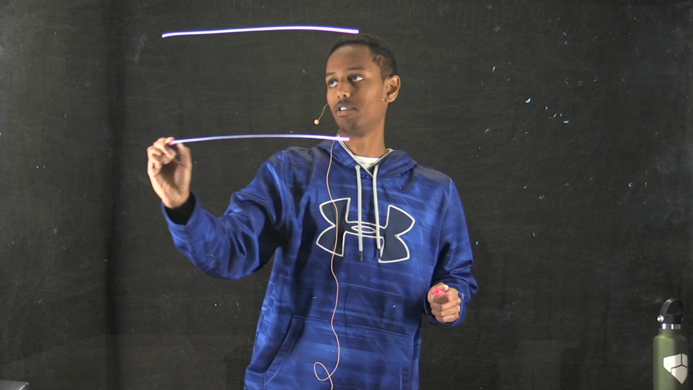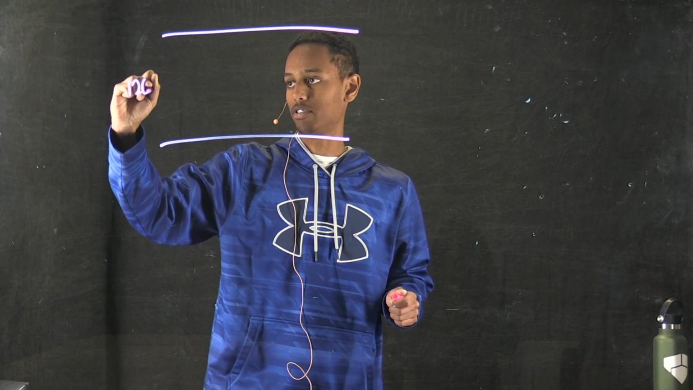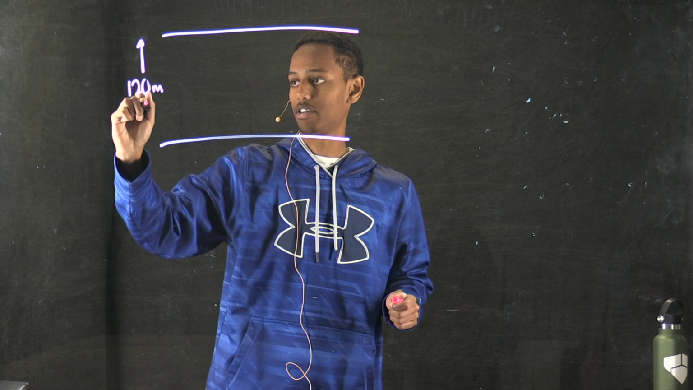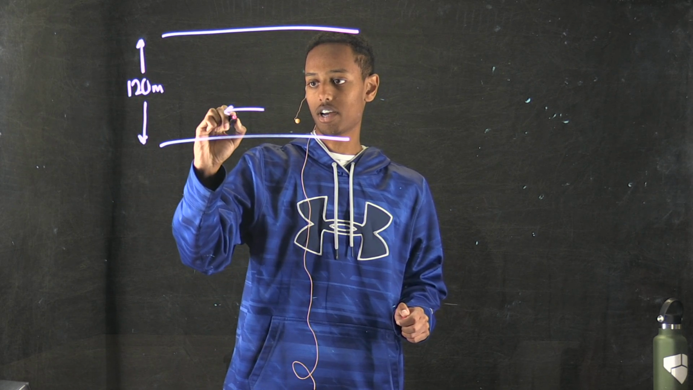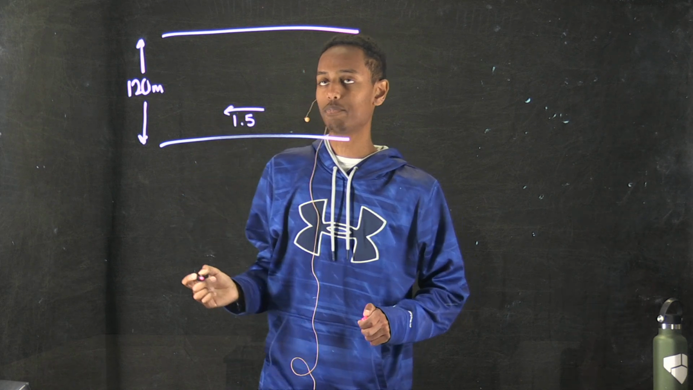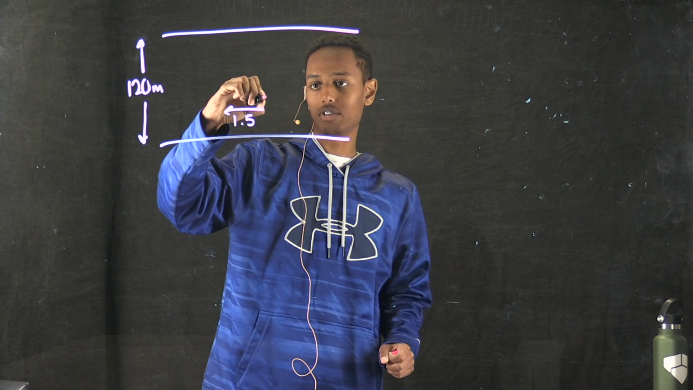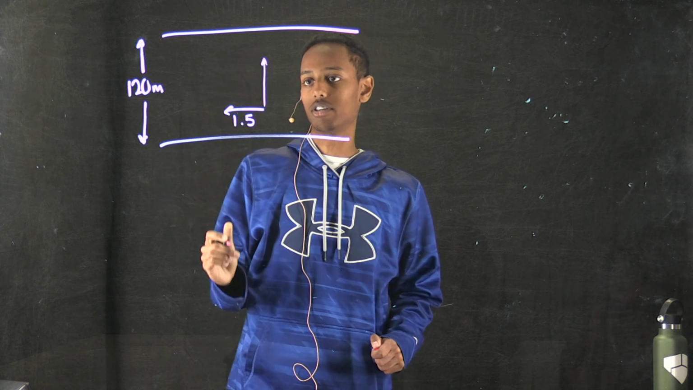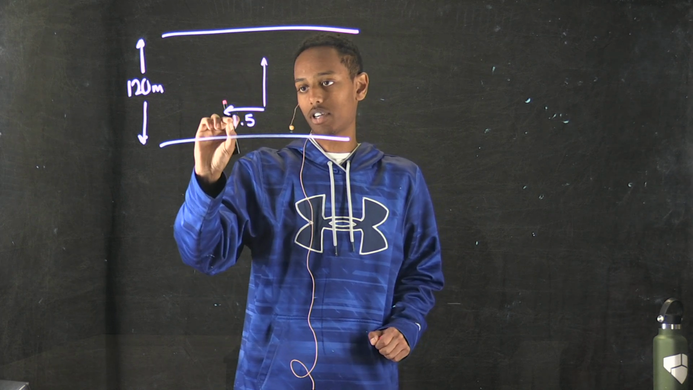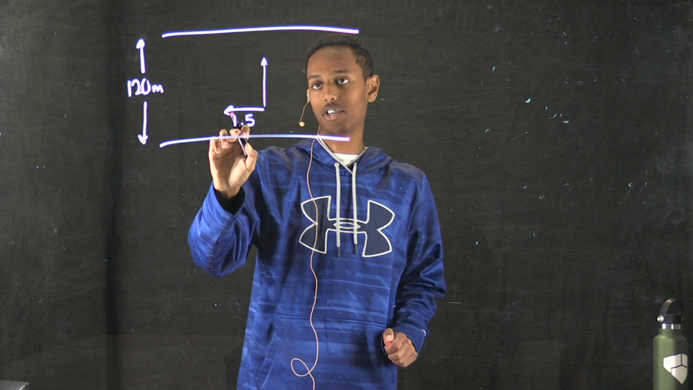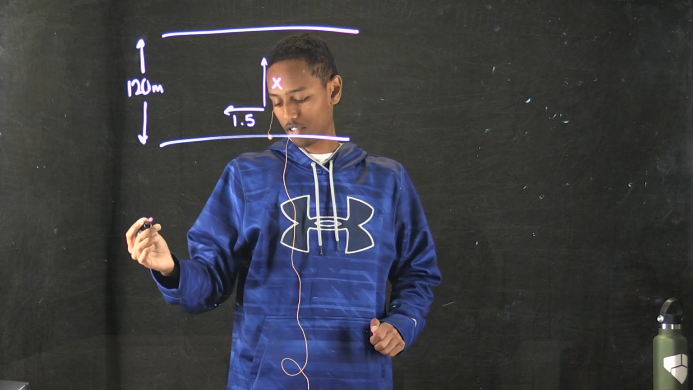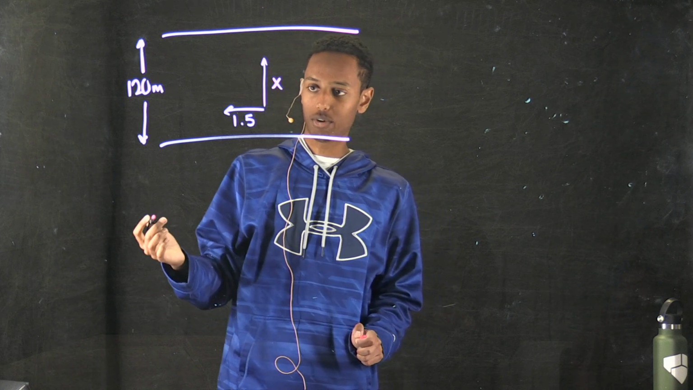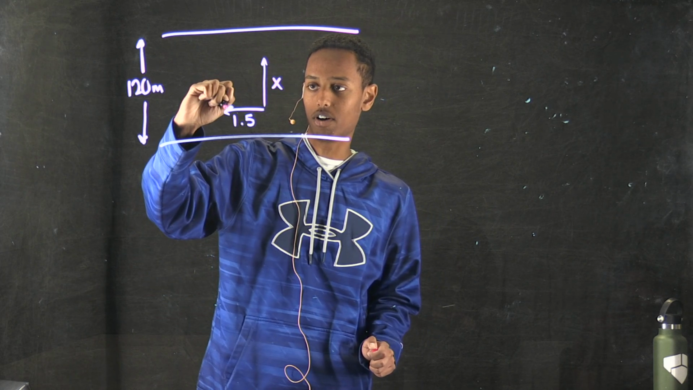So we can start by drawing the harbor, which we know is 120 meters wide. And the current travels west at 1.5 meters per second. So we want to travel directly north in this direction. So we need to add a vector to this 1.5 meters per second that will give us a sum of this vector here, which we'll label x. So the paddleboarder can paddle at 3 meters per second, which we can use as the hypotenuse of this triangle.